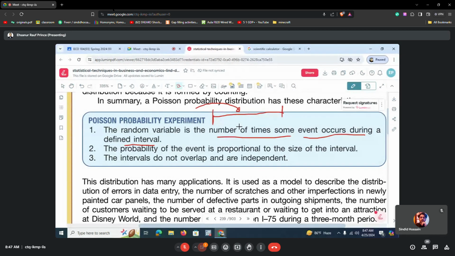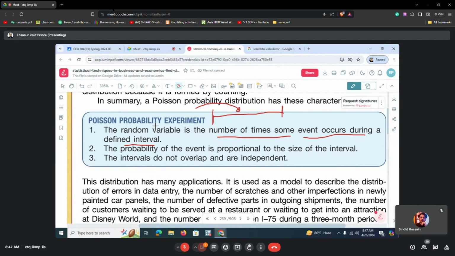So within the time period, you're observing how many times an event is occurring. What is this event? A patient coming to the hospital. So this situation is related to a Poisson probability experiment, not the binomial. Binomial is what? A patient coming to the hospital or not coming to the hospital.